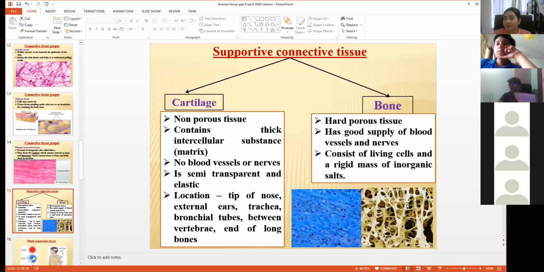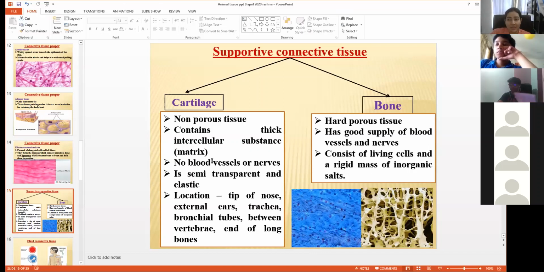Children, bone is actually a tissue and it is hard. Why is it hard? Because it consists of a rigid mass of inorganic salts. And children, what are those salts? Those salts are calcium. Most of the material of the bone is made up of calcium, and it is because of this the bones are very hard, they are very thick. Okay, so this is the basic difference between a cartilage and a bone.